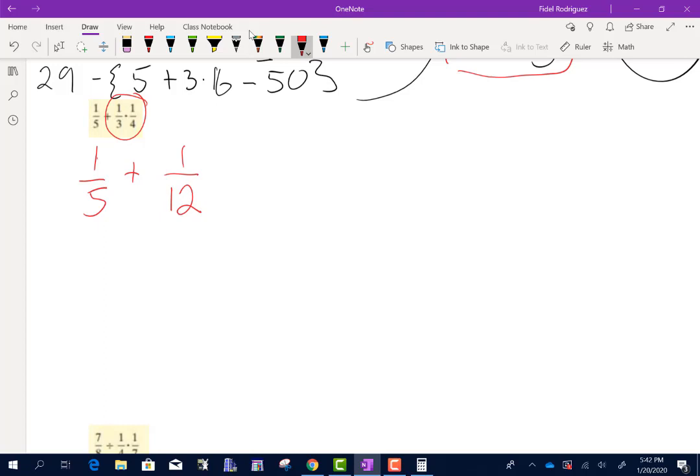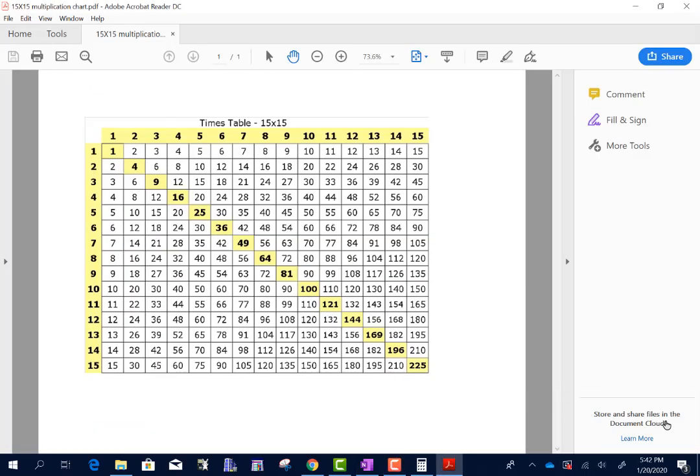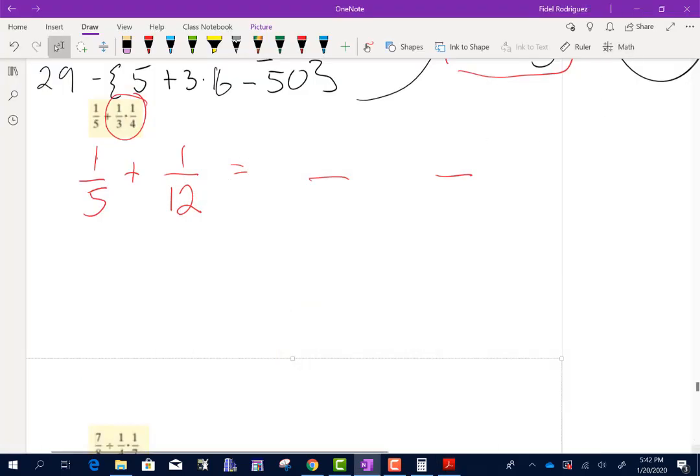Okay, so now I need to add those two fractions together. Again, you can always go back and get your multiplication table, right? So let me pause this for one quick second so I can get my multiplication table. Okay, so here's my multiplication table, and again, between 5 and 12, the first number that we should both have in common would be 60, right? So 60 is going to be my common denominator.